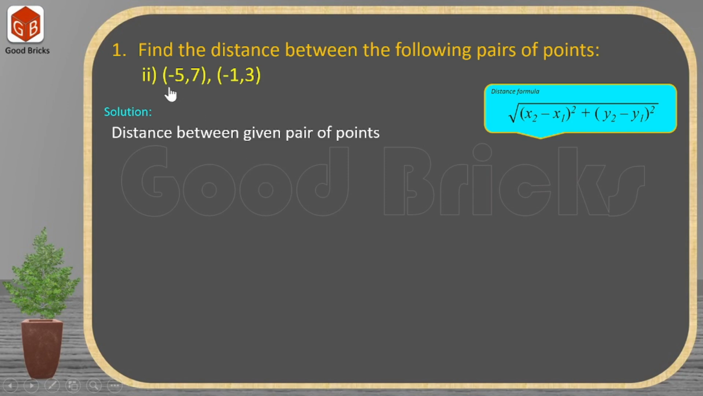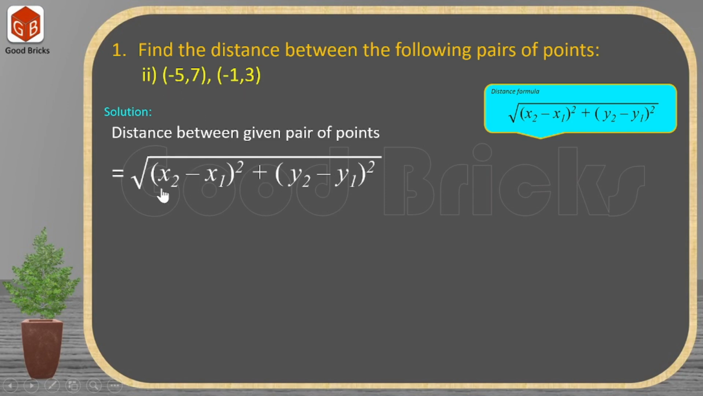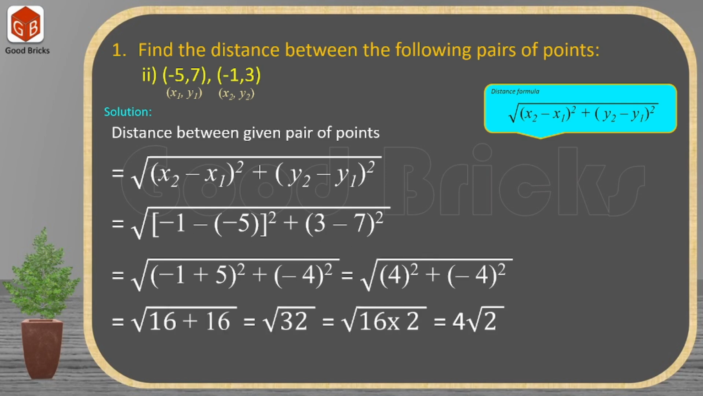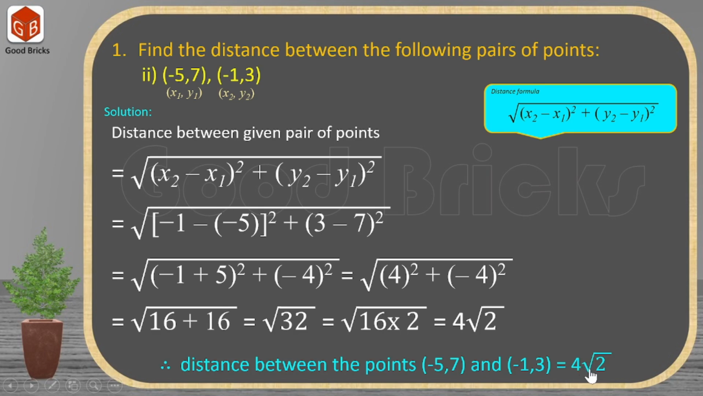Similarly, let us find the distance between these 2 points using root of (x2 minus x1) whole square plus (y2 minus y1) whole square. So let us take minus 5, 7 as x1, y1 and minus 1, 3 as x2, y2. So in place of x2, let us write minus 1. In place of x1, let us write minus 5. So after substituting these values, we can write as shown here on the screen. Then after simplification, we will get 4 root 2 as the distance between these two given points.